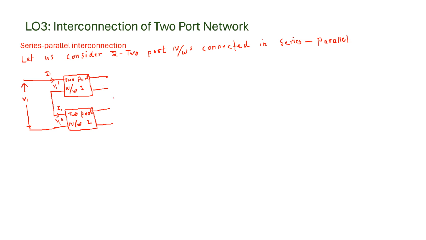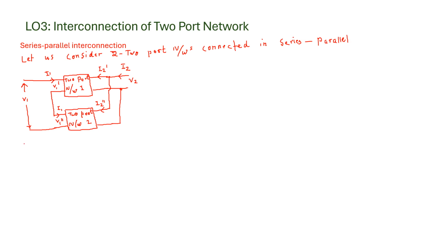Now let us say that the output pairs are connected in parallel. So how are they connected in parallel? Say this is connected here, this is connected over here, and now the current I2 gets divided into two currents, I2 dash and I2 double dash, and the voltage be V2.